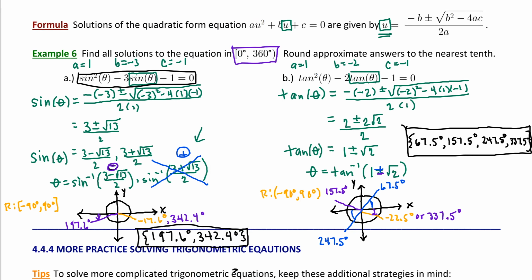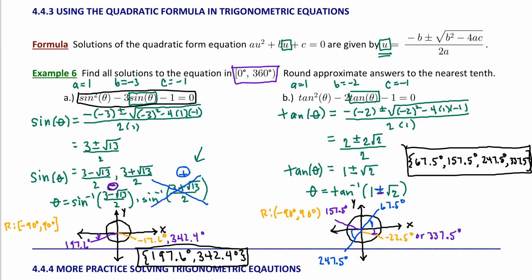Quadratic formula is a reliable method for solving trigonometric equations in quadratic form, but as you saw from these 2 examples, it often requires approximation, which is a little bit more tedious than finding an exact solution.